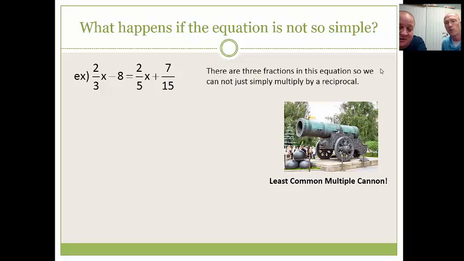And for all of you that don't like fractions, you're going to love the canon method. We chose a canon because it just kind of destroys a lot of things. So we're going to destroy fractions. So stay tuned in just a few seconds.